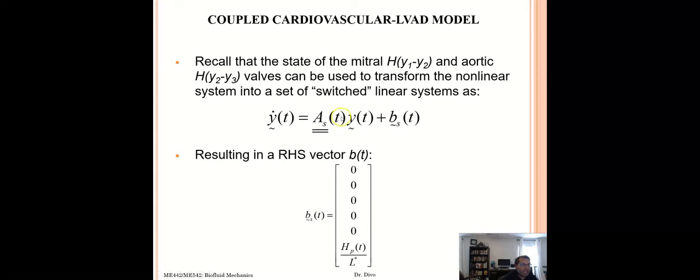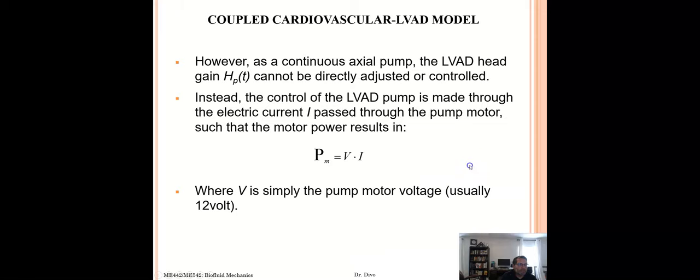Now, in any case, as we switch the states, the right-hand side vector will always look like this. So everything becomes zero on the right-hand side vector, as we did in the previous lectures, but there will be an element on the sixth term, or the sixth element, of this right-hand side vector that is actually a function of this pump head gain divided by its own inductance. So this will always be acting as an external source pushing blood through the system.